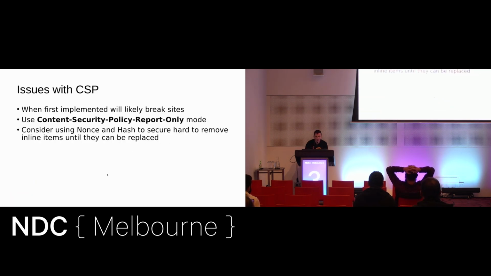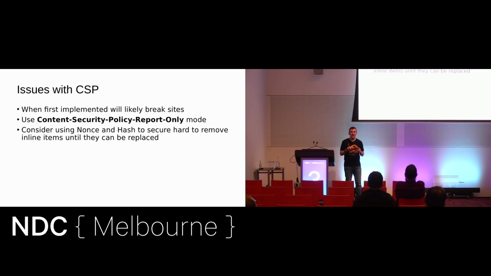So CSP, when you first implement it, you'll very likely break your site. There's quite a lot that goes into it. In any non-trivial site, you're probably referencing many different libraries from different sources, and you'll find other things like stopping eval by default will break existing applications. You'll find existing libraries and templating frameworks doing all sorts of weird things you didn't know about, and they'll probably break your site. So what I recommend first of all is you use the content security policy report only.